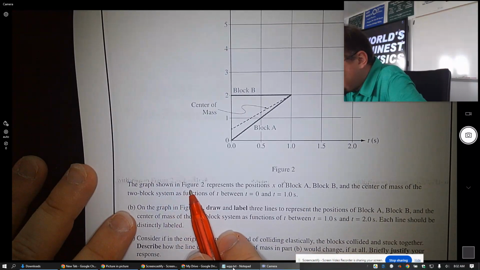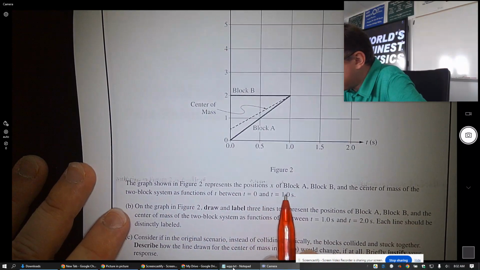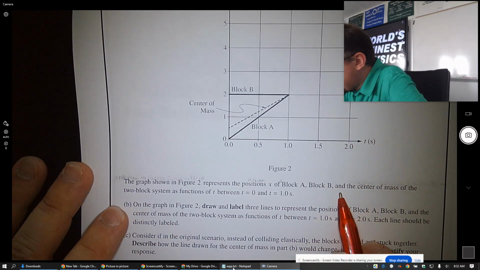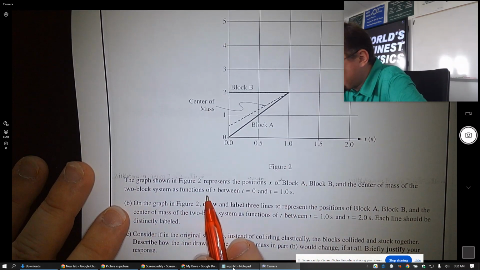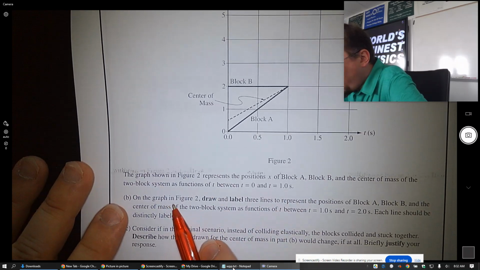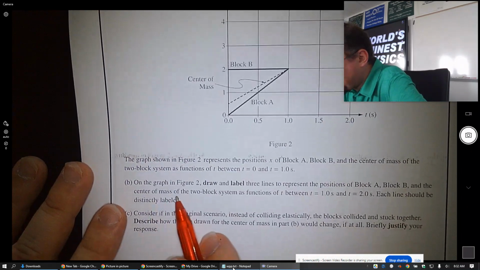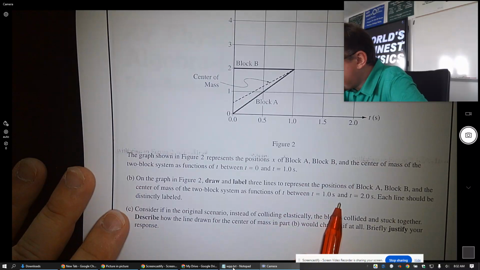Okay, the graph in figure 2 represents positions x of block A and block B, and the center of mass of the two-block system as functions of t. On the graph, draw and label 3 lines to represent the positions of A, B, and the center of mass of the two-block system from 1 to 2.